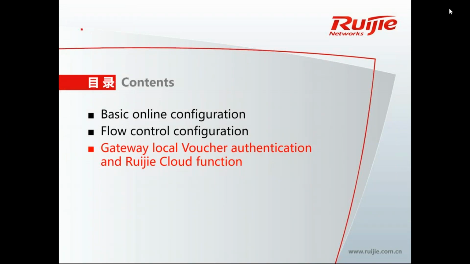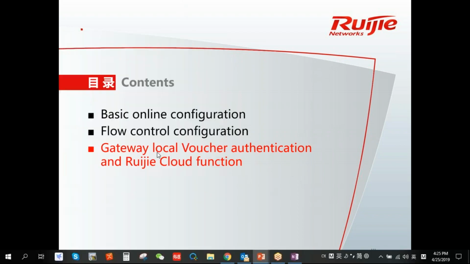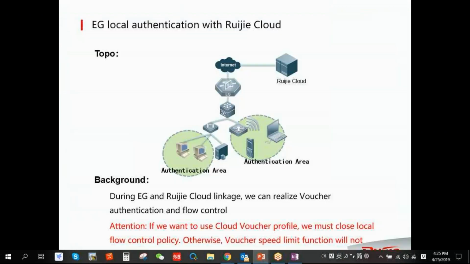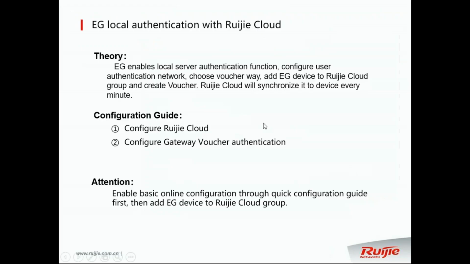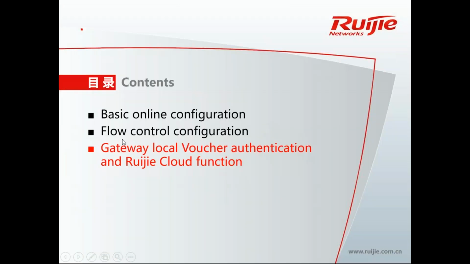So this is our first part and the second part, and the last part, maybe our key point, is the gateway local virtual authentication and Ruijie cloud function. It means how does our EG product work with our Ruijie cloud? This part.